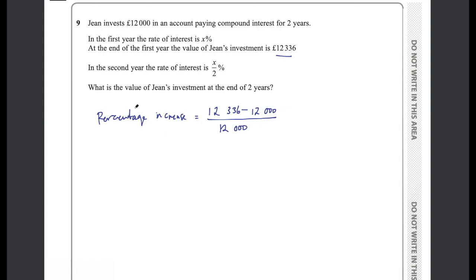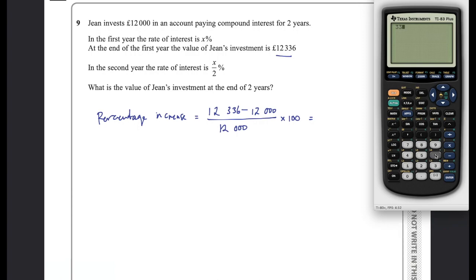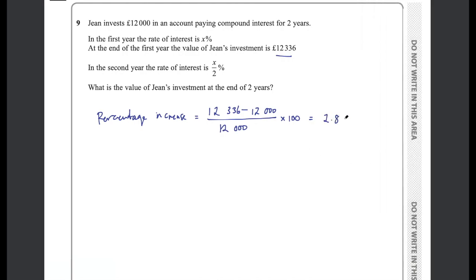That's a useful skill for GCSEs. So you take the difference, divide it by the amount, and then multiply it by 100. And we'll get our percentage increase. This is going to be the same as the interest rate. So let's do 336 divided by 12,000 and multiply by 100. We get 2.8. 2.8% is a percentage increase, which is of course the same as the interest rate.